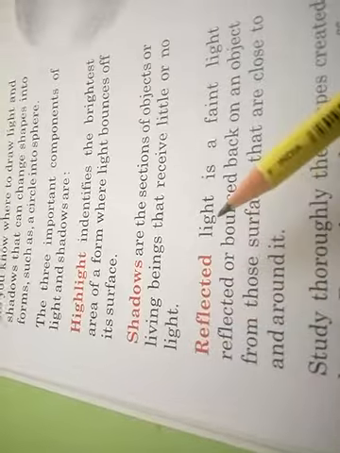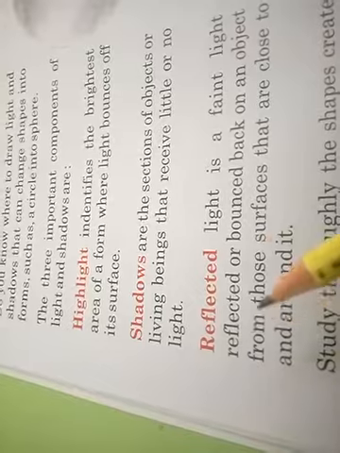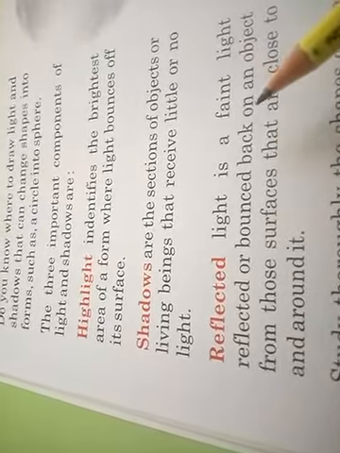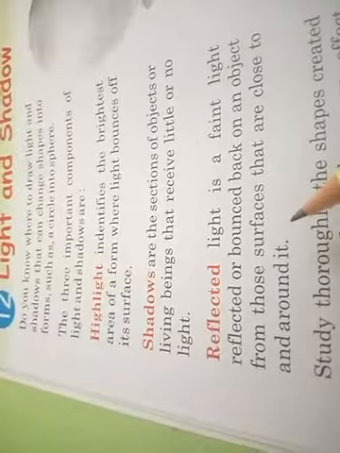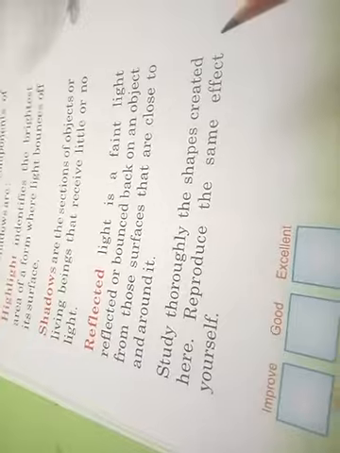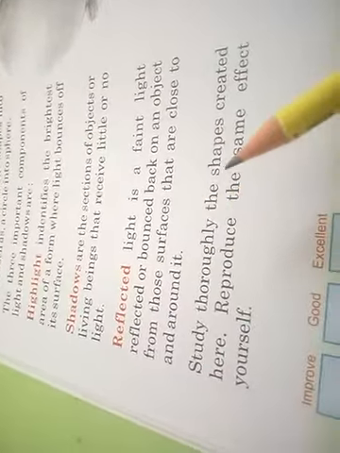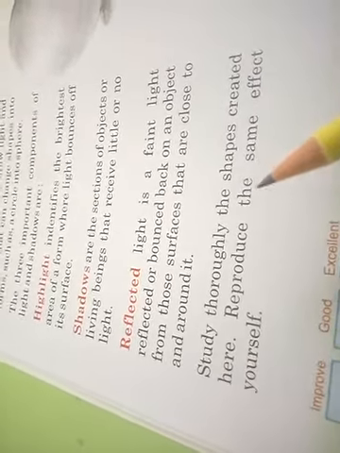Now reflected light. The reflected light is the faint light bounced back onto an object from surfaces that are close to and around it. Study thoroughly the spaces created here and reproduce the same effect yourself.